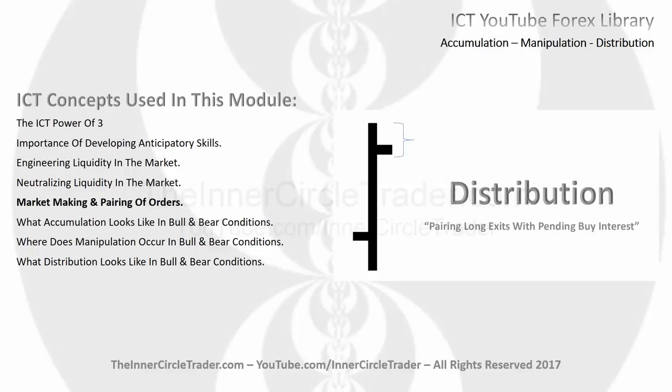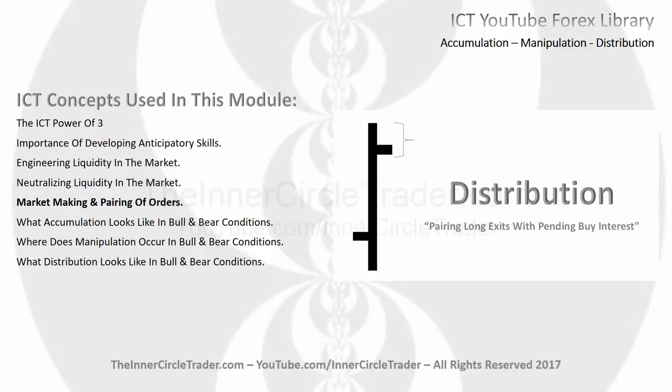Finally, the distribution cycle, where smart money pairs its long exits, selling out of their longs, with pending buy interest. Now that pending buy interest is going to be in the form of buying above an old high. That would be a breakout artist's idea. They're going to want to break out above a previous high, and they would view that as strength, buying strength.